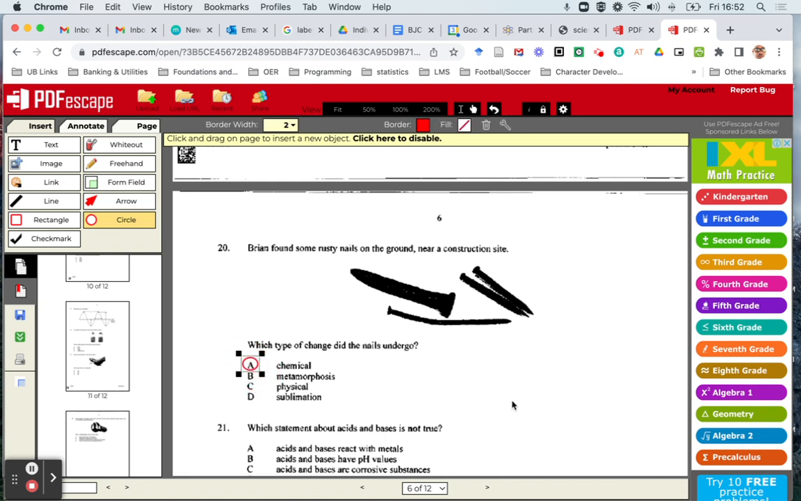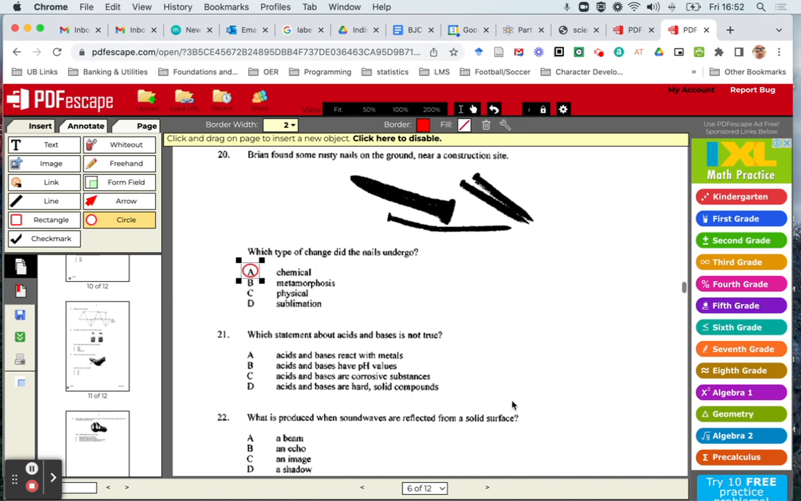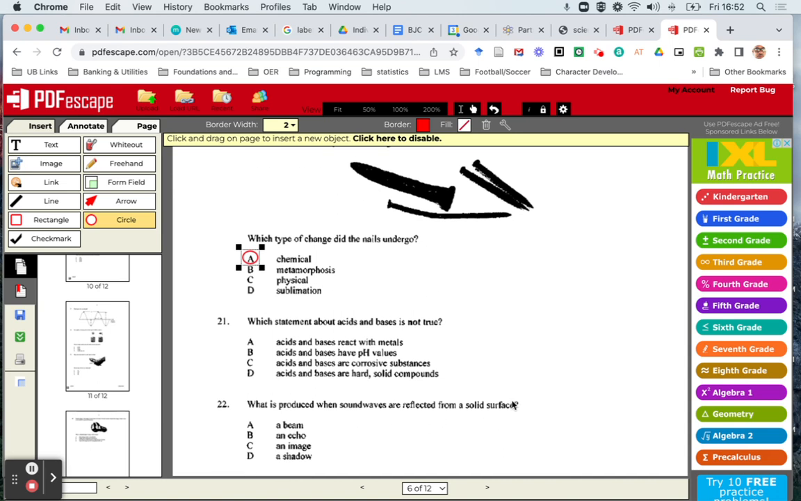Which statement about acids and bases is not true? Acids and bases react with metals. Acids and bases have pH values. Acids and bases are corrosive substances. Acids and bases are hard, solid compounds. I'm going to go with this one here. Acids and bases tend to be liquid.